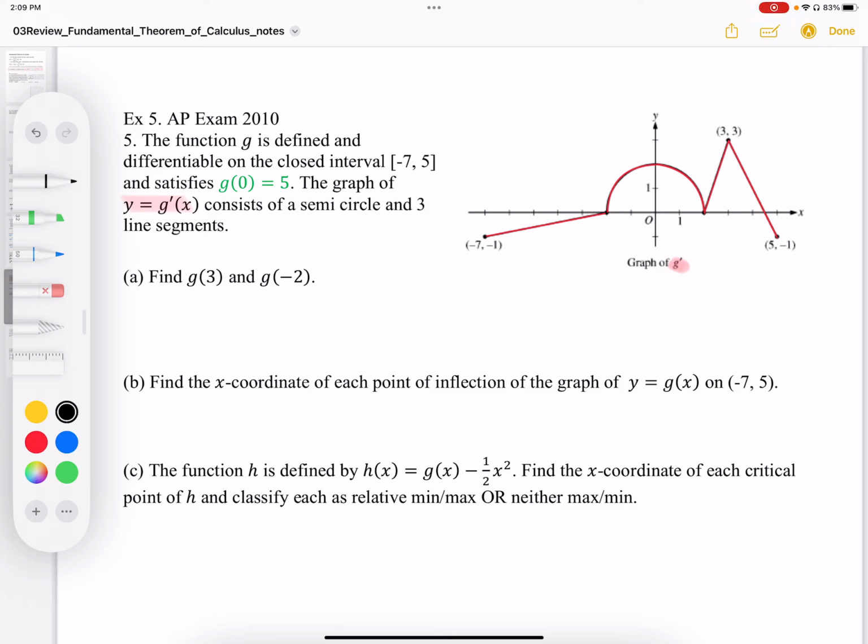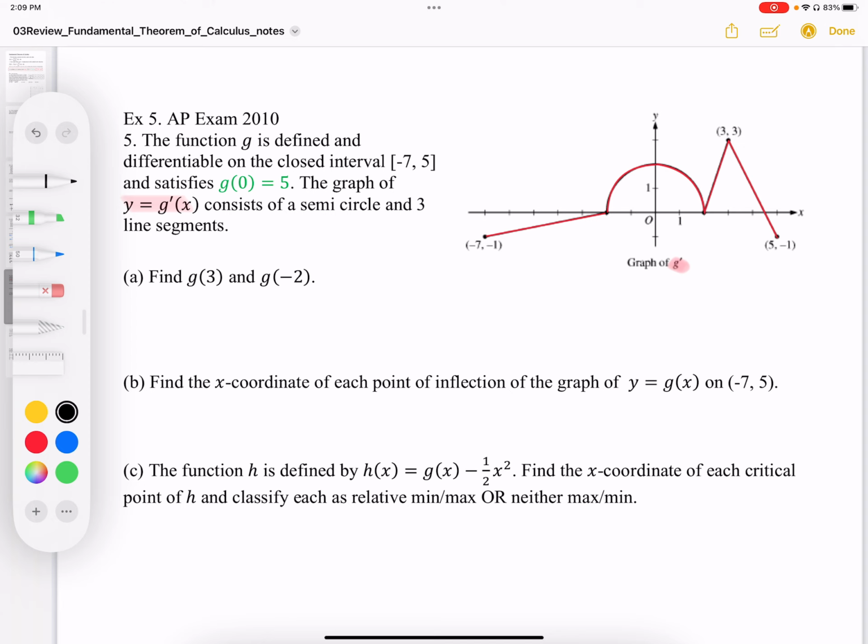The function g is defined and differentiable on the closed interval from -7 to 5 and satisfies g of 0 equals 5. So that's our starting point. The graph of g prime consists of a semicircle and 3 line segments. That's what's given to the right here.